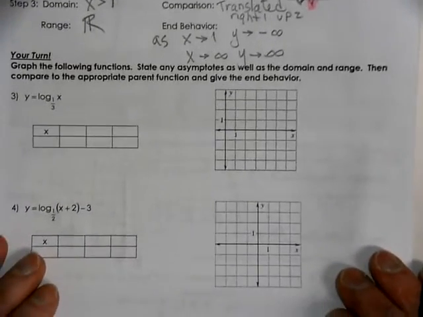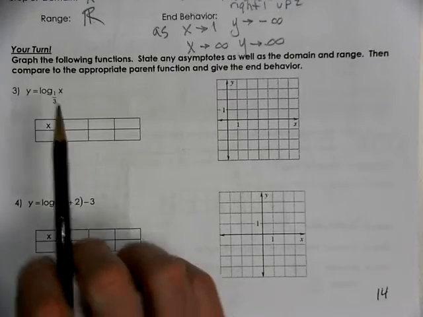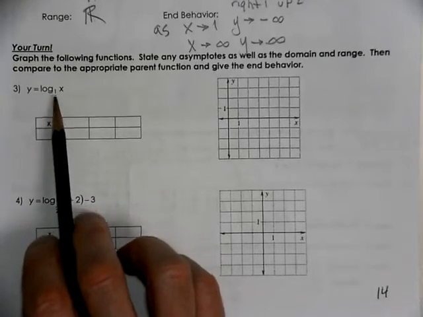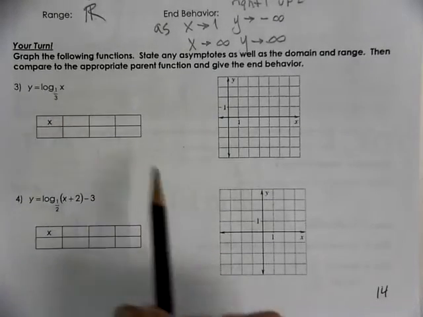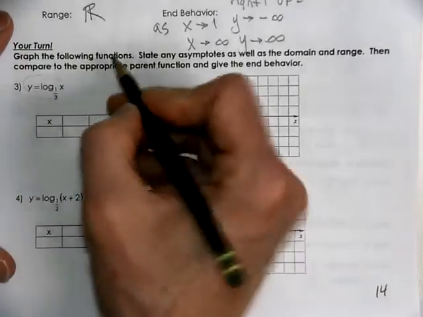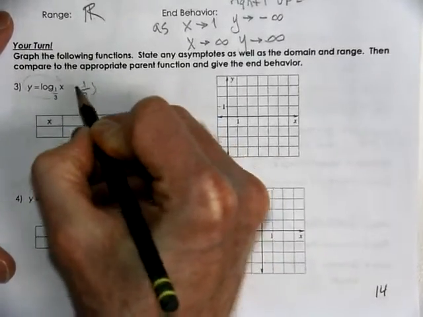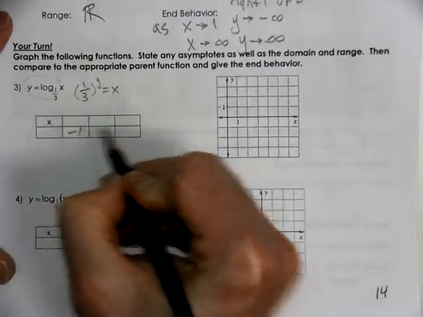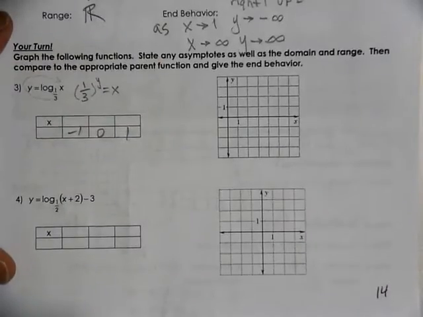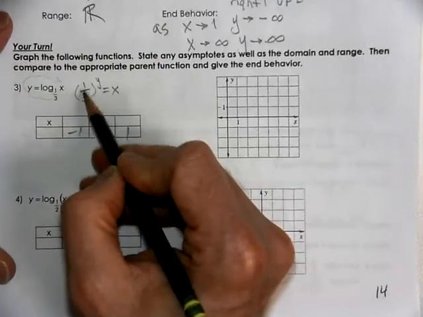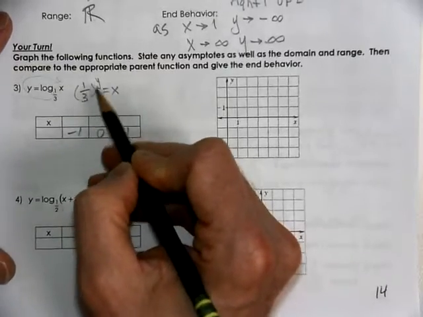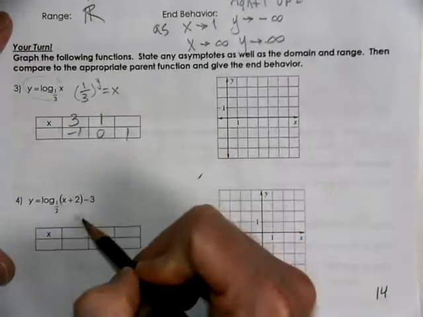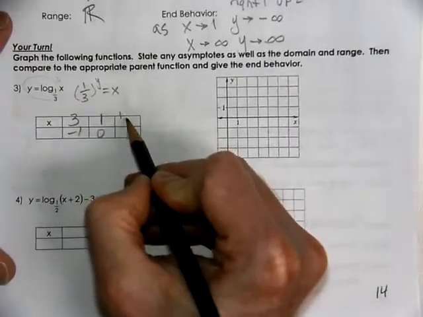These two graphs here at the bottom, they're a little bit different because the base is between 0 and 1. We're going to set it up in the same fashion where we say 1/3 to the y power equals x. We're still going to pick negative 1, 0, and 1. So 1/3 to the negative 1 power is the reciprocal of that. 1/3 to the 0 power, and 1/3 to the first power.